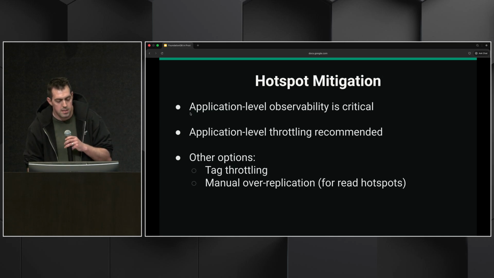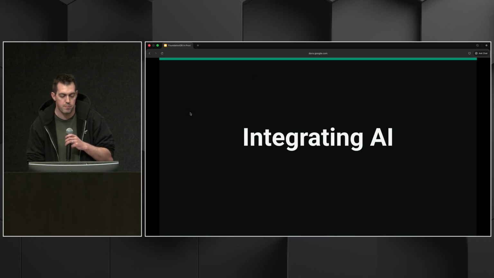To mitigate hotspots, application-level observability is critical, and application-level throttling is recommended. FDB does also provide some other tools like tag throttling and manual over-replication, but those aren't as widely used today. So definitely, some work needs to be done on the application to make sure that you're identifying where these hotspots are coming from and can help mitigate them as quickly as possible.